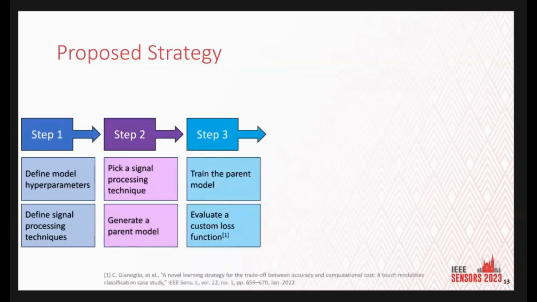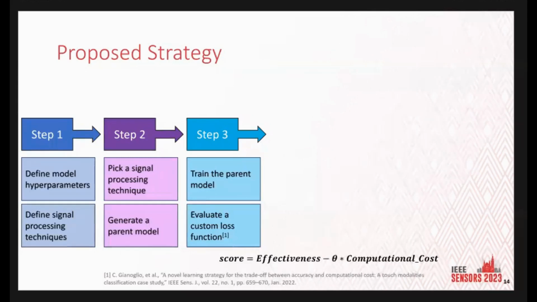Then we have to train this parent model on the data that have been processed by the processing technique, and evaluate a loss function to get a score. This loss function is a custom loss function that has been proposed recently and published in IEEE Sensors Journal. It keeps count of the effectiveness, for example the accuracy that I mentioned before, and also the computational cost, which is weighted by a parameter, theta, that is user-defined.